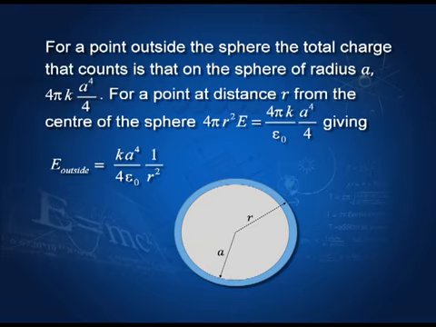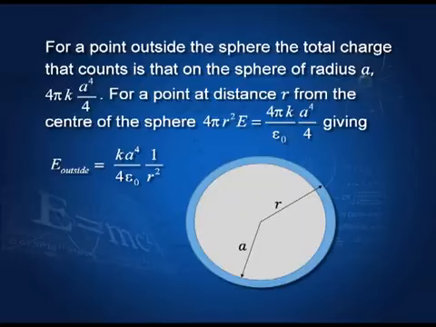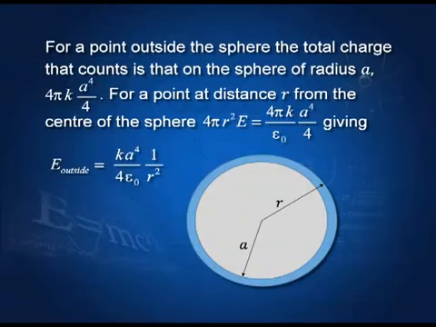That is interesting, because for points outside, whatever charge is inside behaves as if it is concentrated at the center of the sphere. So, therefore, it is 1 by r squared, right. So, the field outside is 1 by r squared, and you can calculate the total charge and so on. So, the field outside is k a 4 by 4 epsilon 0 into 1 by r squared.